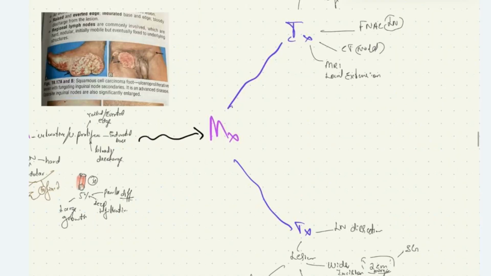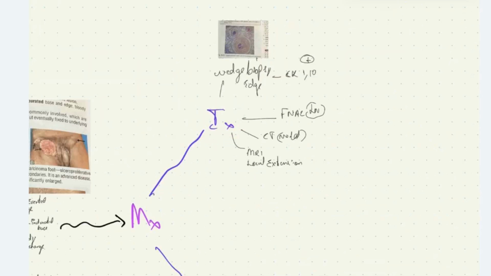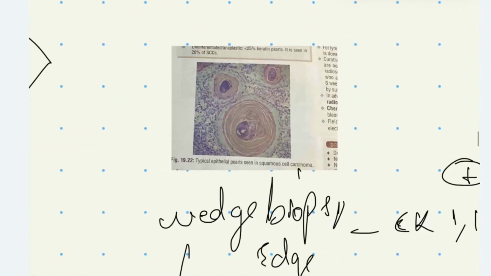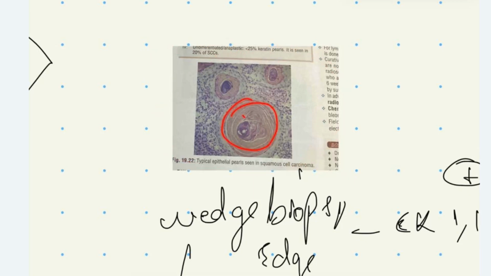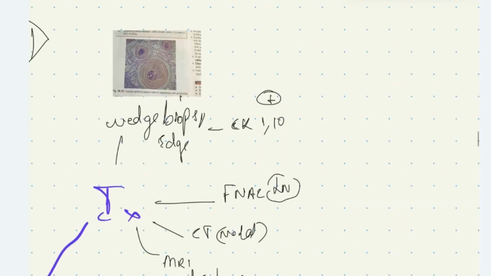Now, how to investigate squamous cell carcinoma? We have wedge biopsy of the lesion. What is wedge biopsy? We take a triangular section of the tissue, the diseased lesion, and then we do histopathological examination. On histopathological examination, we can see keratin pearls with malignant squamous cells with atypia. And also, characteristically, squamous cell carcinoma has cytokeratin 1 and 10 positivity on immunohistochemistry.